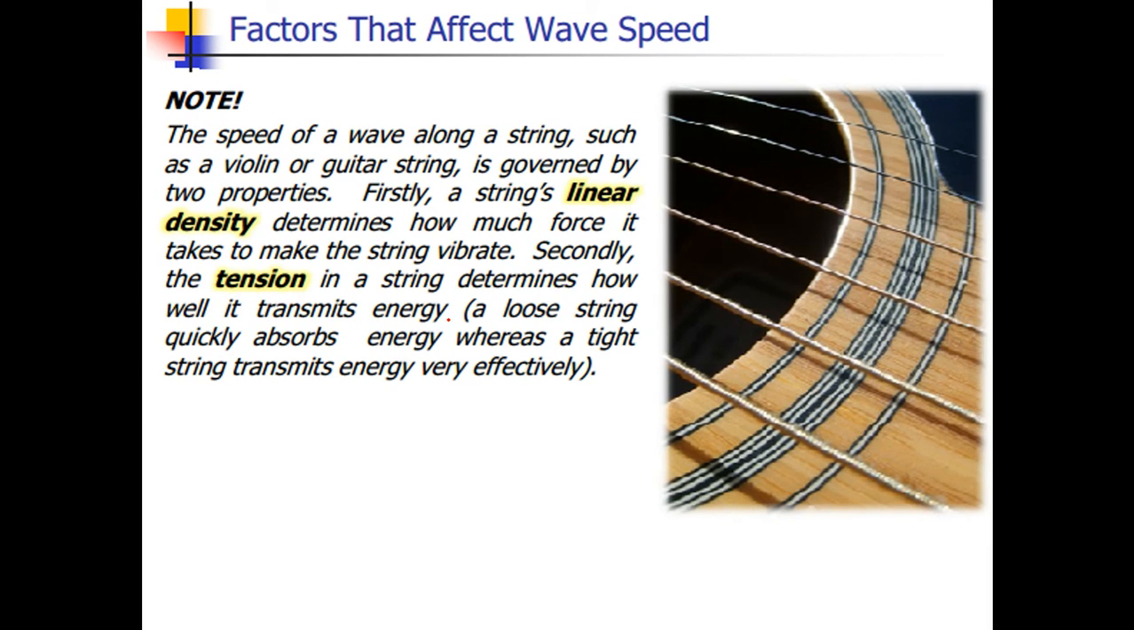Okay. If we talk about the speed of a wave along a string, such as a violin or a guitar string, it's governed by a couple properties. The first thing is the linear density. That determines how much force it actually takes to make the string vibrate. And then obviously the tension, how much tension is in that string. A loose string is going to absorb more energy than a tight string. A tight string is going to transmit energy much more efficiently and effectively.